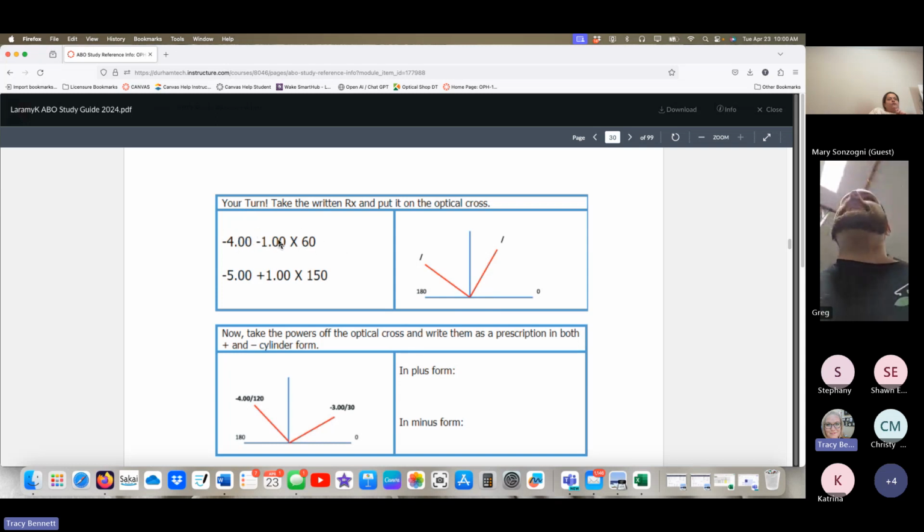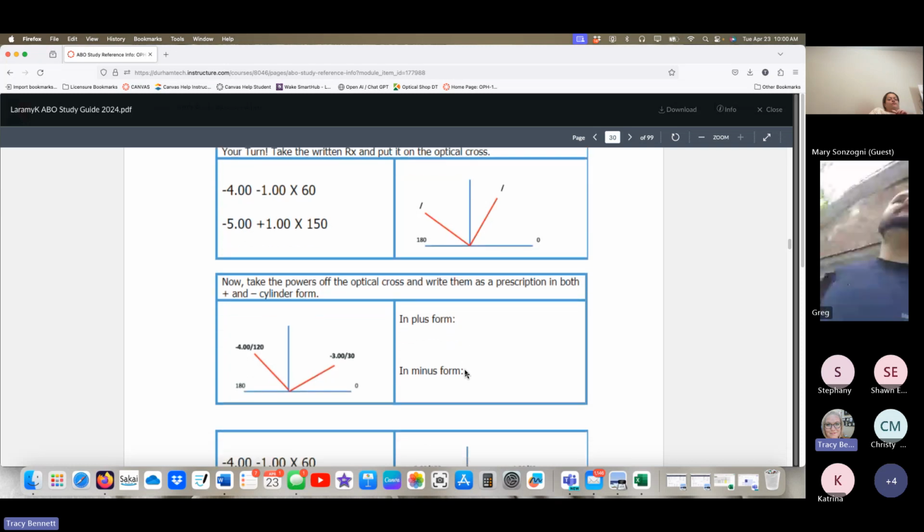If you just look at these two, when you add that -4 and -1, you get that -5. When you add -5 and +1 together, you get that -4. So there's a relationship happening there. And if you get something that doesn't equal out to one of these 2 front numbers, then something's gone wrong. You need to do it over.